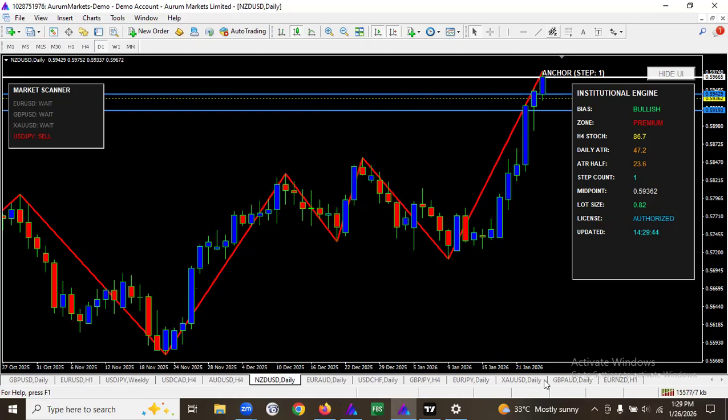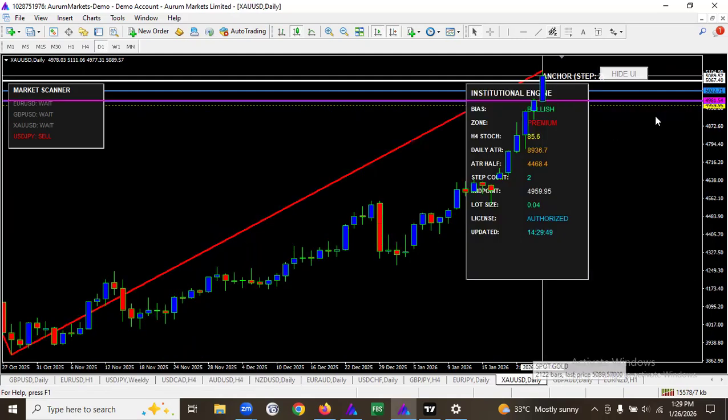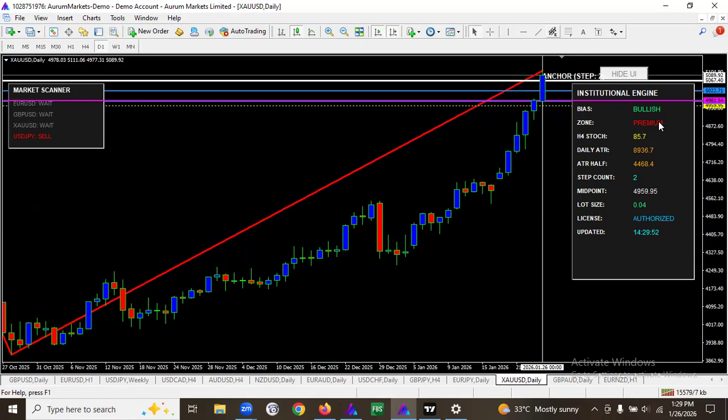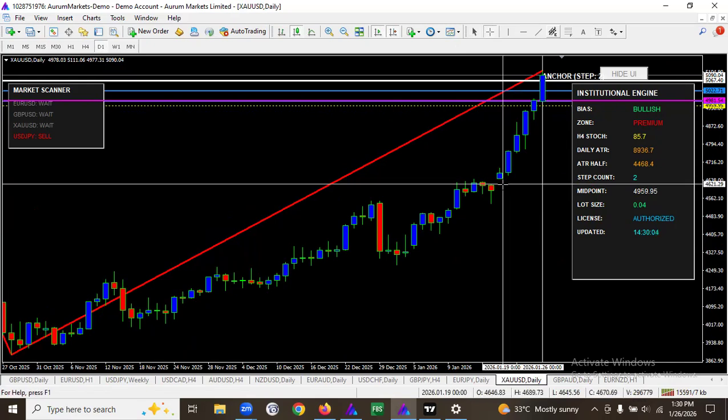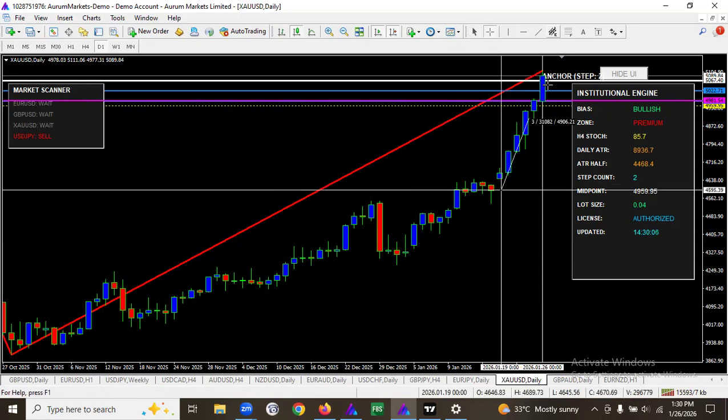Then for gold, gold also price is at a premium area. Okay, so this won't be the right time to buy gold. This bullish bias signal was generated at this point. So if you had bought from this point, you would have made a massive profit on gold. You can see from that point to this point, it has done over 5,000 pips. And you don't want to buy in when the market has done over 5,000 pips.